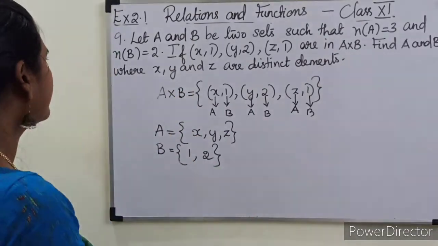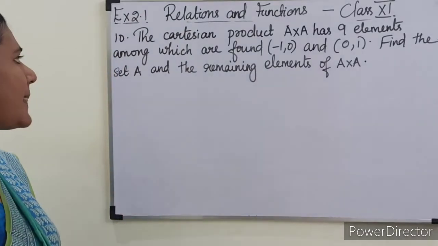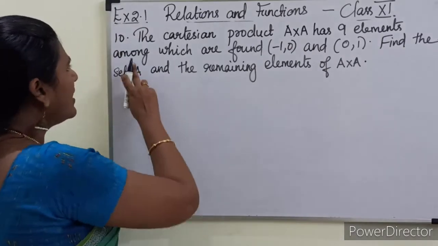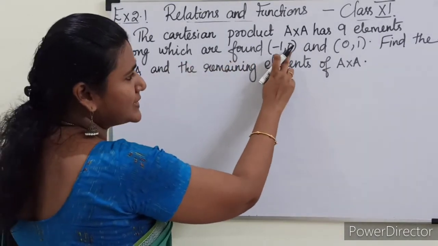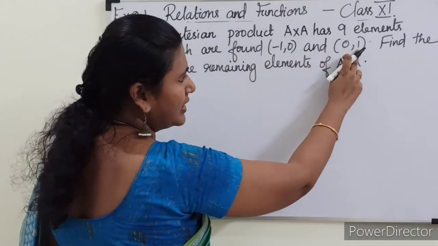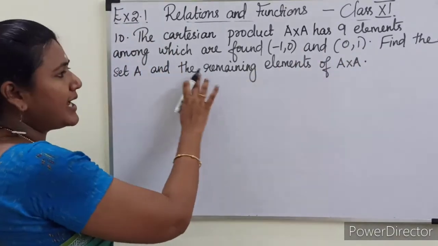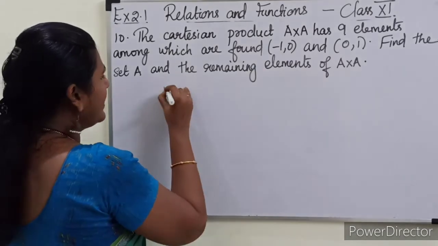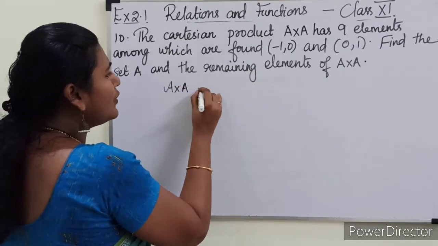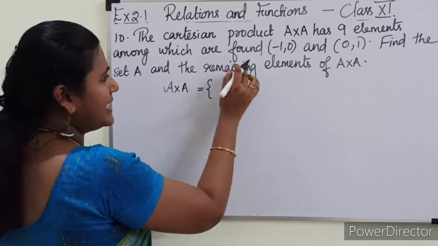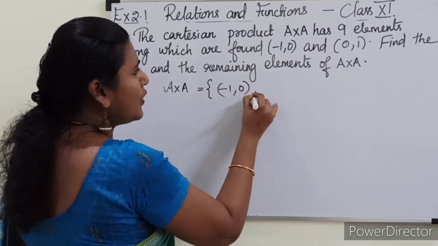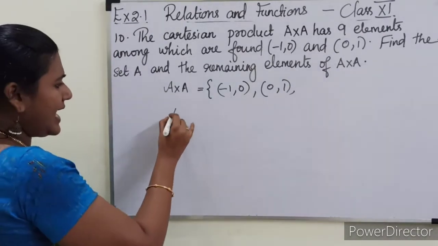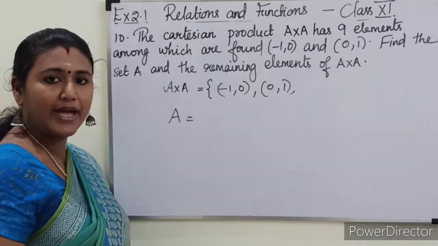Next question. Question number 10. The Cartesian product A cross A has 9 elements, among which are found (-1, 0) and (0, 1). Find the set A and the remaining elements of A cross A. So here two elements of A cross A are given as (-1, 0) and (0, 1). We have to find set A and the remaining elements of A cross A.